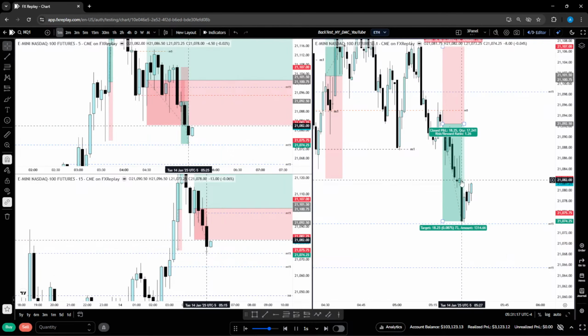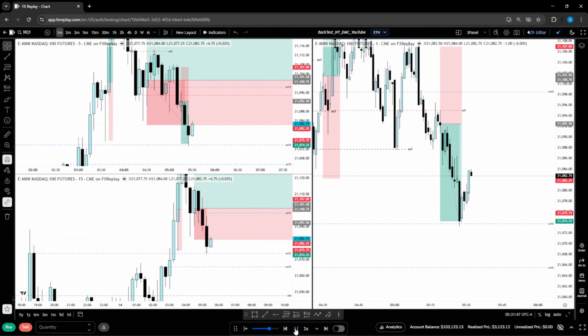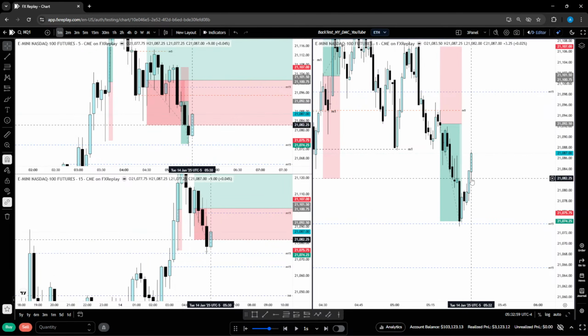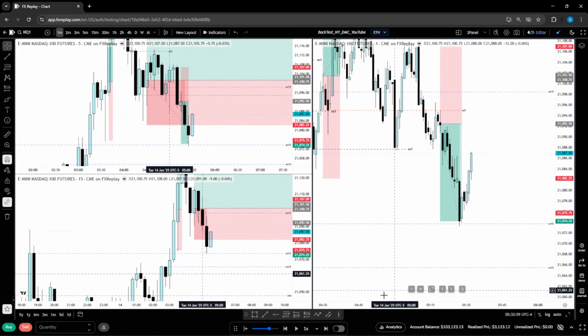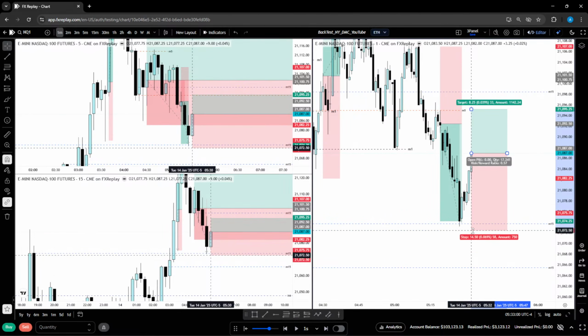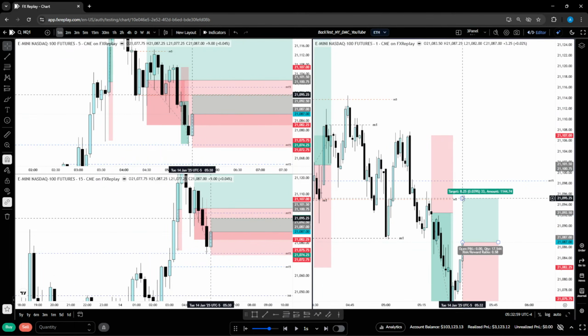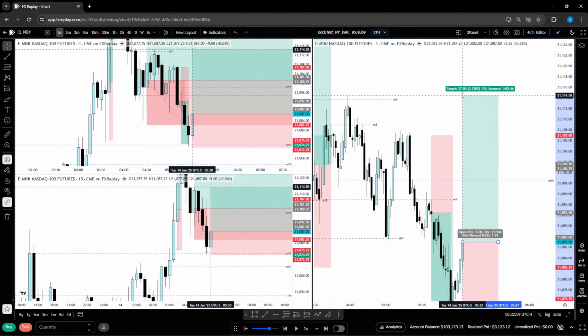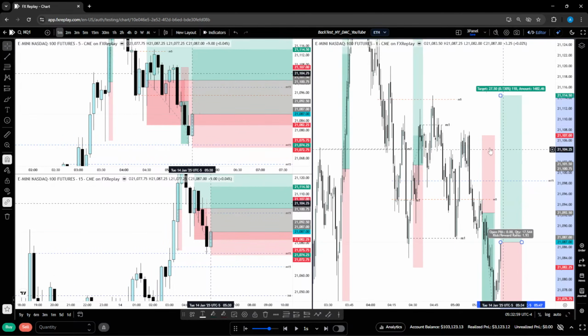So I'm looking at this 1 minute level for the time being. Okay, that got... Okay, so now this guy touched this. I could take a trade in case we want to go higher.